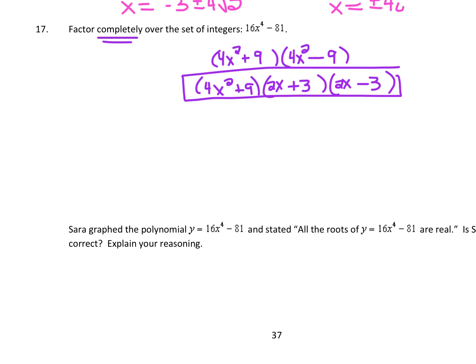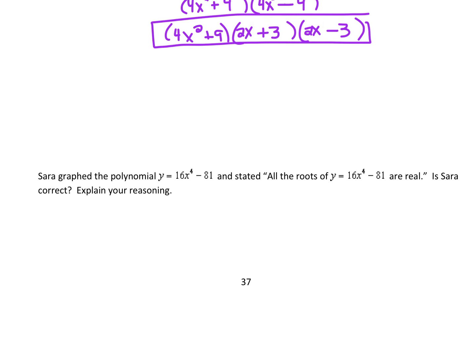Okay, so part B says, Sarah graphed the polynomial. So she basically went to y equals and graphed this and stated all the roots are real. Is Sarah correct? Explain. All right, I'm going to take a look at this a couple different ways, but if we know that these are our factors, we could just set this equal to 0 and solve. So let me do that.